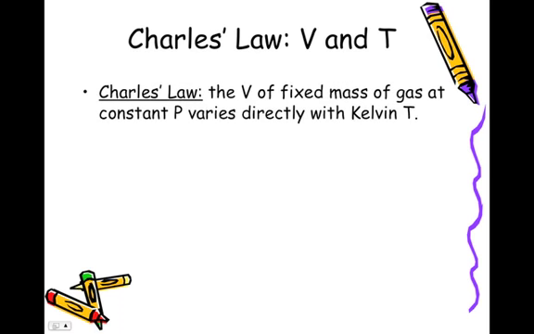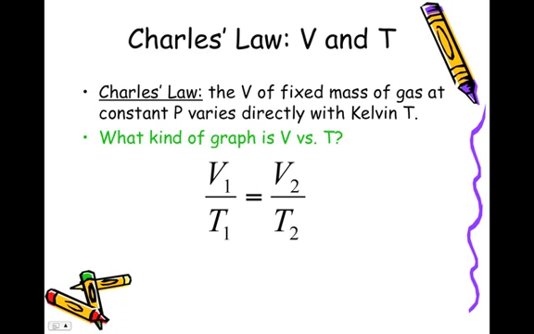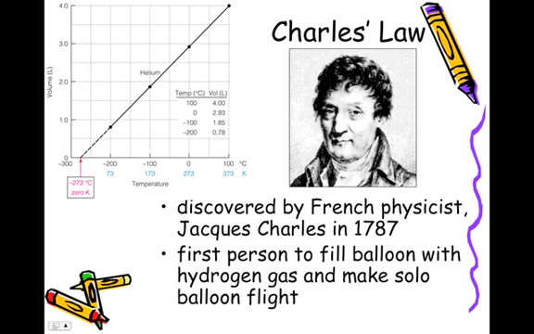So that's what Charles's law specifically states. Because they vary directly, the graph of volume versus temperature is going to be a positive correlation, so a positive slope. And this is your equation. If you want to remember it as V1T2 equals V2T1, just so you get rid of the fraction, that's fine. It works the same. So there's a nice little picture of Charles and his graph. Very linear relationship between volume and Kelvin temperature, so yay.